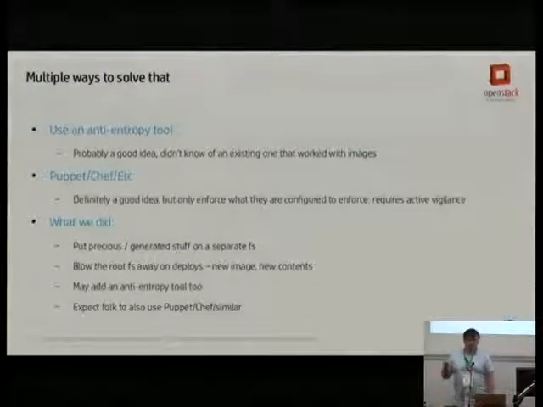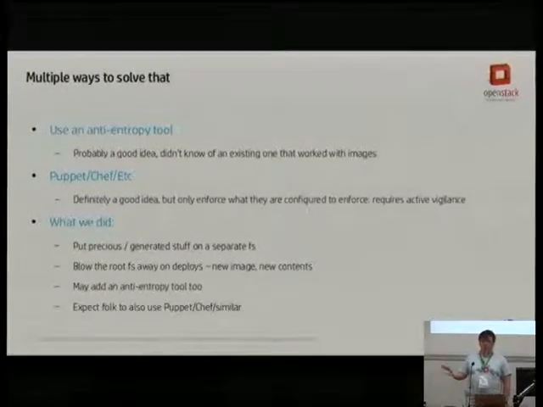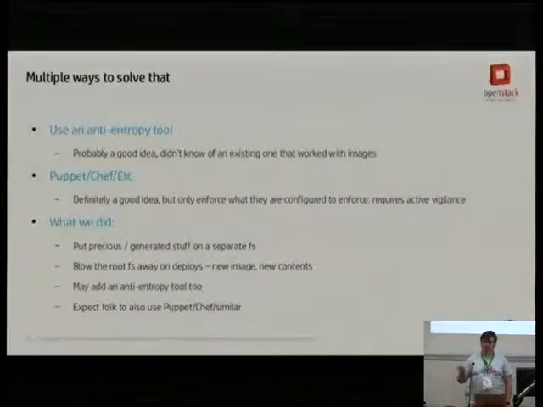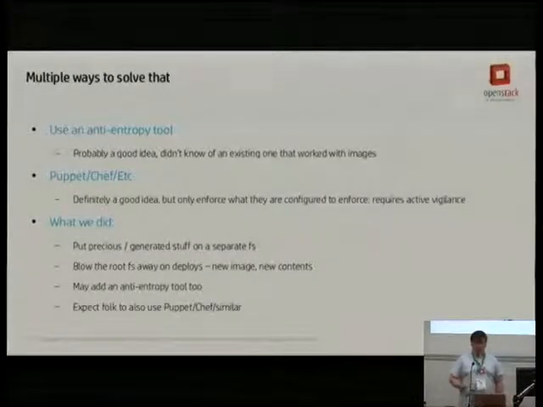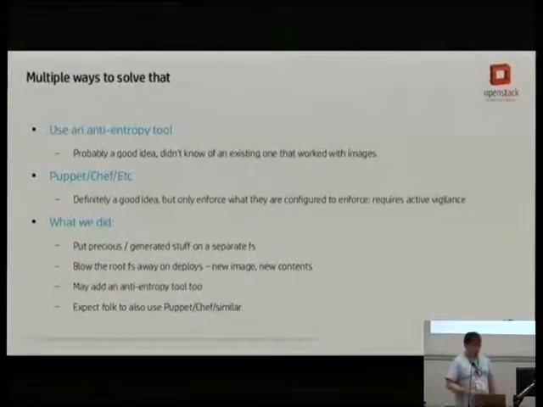So what we did is we put the precious stuff on a separate file system. We've included the configuration in there for now, but we're asserting the full content of it every time. We blow away the root file system entirely when we deploy. We literally just copy new bytes on top of the hard disk. We probably will add an anti-entropy tool at some point, not as a band-aid, but as defense in depth. And we expect people who deploy on top of OOO to use Puppet or Chef or similar things. Whatever they're using in their operational environment, they should still use. But we need to separate out the software installation from the configuration management for those tools for them.